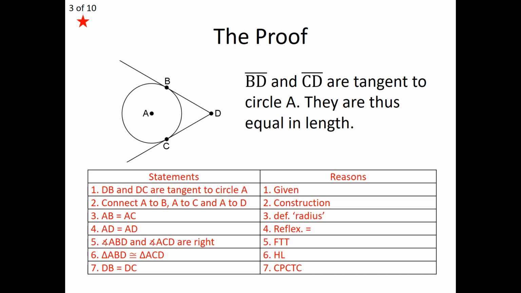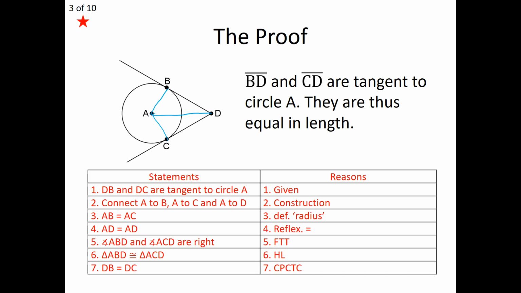What we're going to prove is that DB is equal to the length of DC. We start our proof with a very simple construction. We simply connect A to B, A to C, and A to D. By this construction, we've formed some of our favorite polygons in the whole wide world, triangles. In fact, we're going to prove that those triangles are congruent to each other.